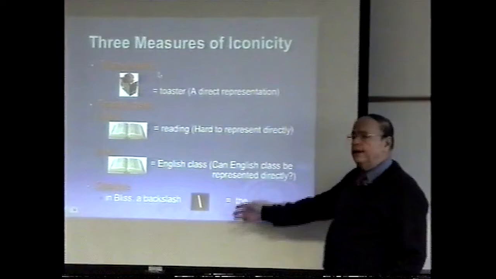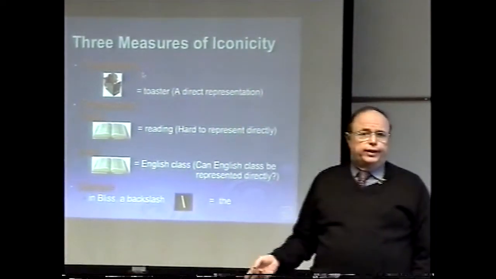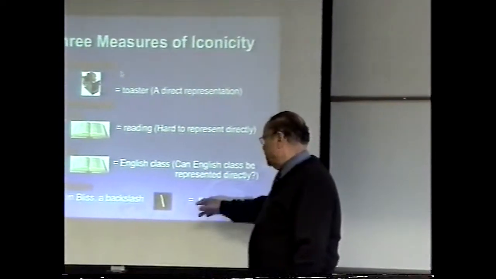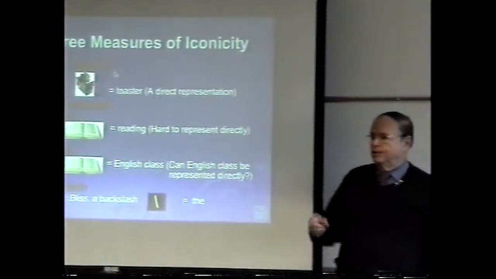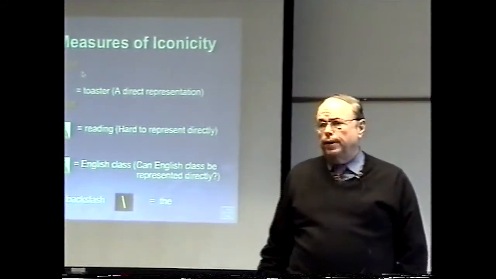And then opaque is when the symbol bears no relationship to the thing that it represents. For instance, the backslash in Bliss means the. There's no relationship between the and the backslash. And that would be called an opaque symbol.